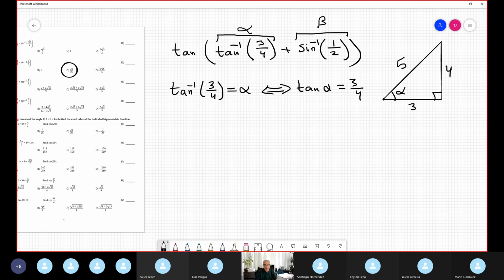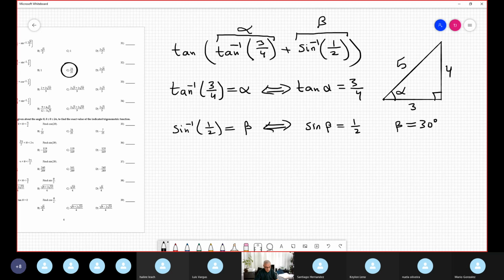When you have the 3 sides of the triangle, you will be able to find any trigonometric function: sine, cosine, tangent, cotangent, cosecant. And likewise, sine inverse of 1/2 is equal to beta. In this case, sine beta is equal to 1/2. Well, in this case, you don't need to do the triangle because I know that beta is 30 degrees, because fundamentally I know that sine 30 degrees is 1/2. So if you do a triangle, it's okay, but you don't need to.